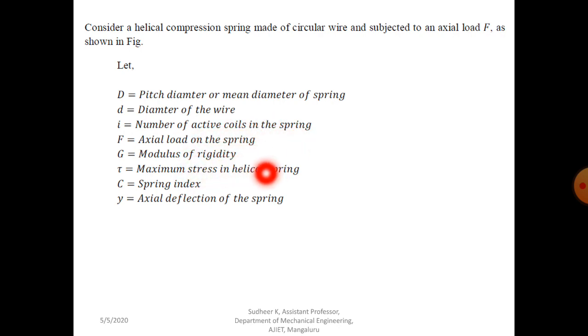Usually the bar is fitted with a bracket at each end. You know the spring always has brackets at both ends. The length of the bracket is usually equal to the mean coil radius of the spring, that is, capital D by 2. If I consider the radius, it will be capital D by 2. That is one of the important things.